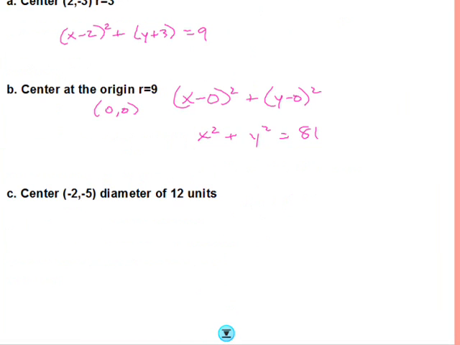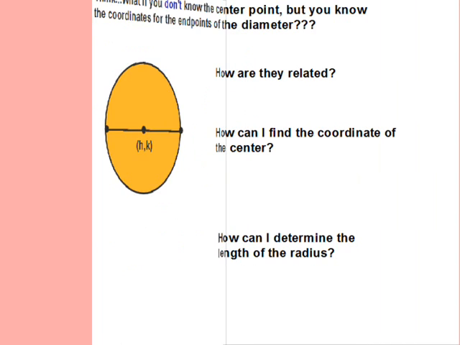We have the center, but they tell us the diameter instead of the radius. Why? If the diameter is 12, then the radius is, you said it, 6. So this would be (x + 2)² + (y + 5)² = 36. So far, so good. Let's take a look at the next page.